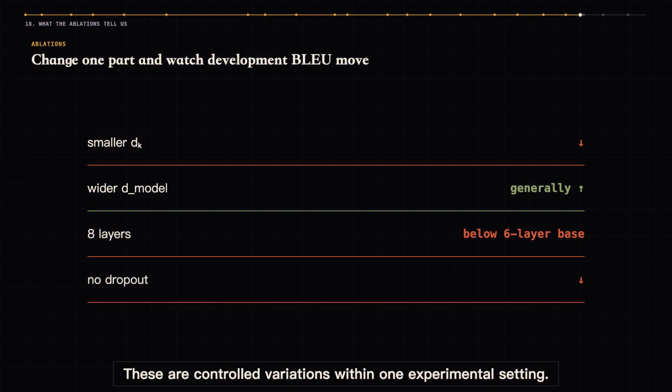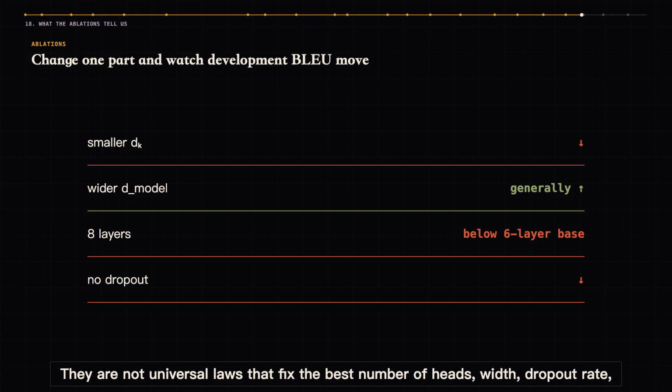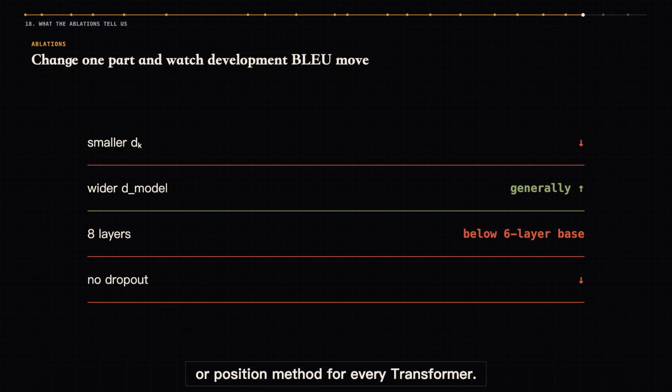These are controlled variations within one experimental setting. They show what happened in the reported model and dataset. They are not universal laws that fix the best number of heads, width, dropout rate, or position method for every transformer.